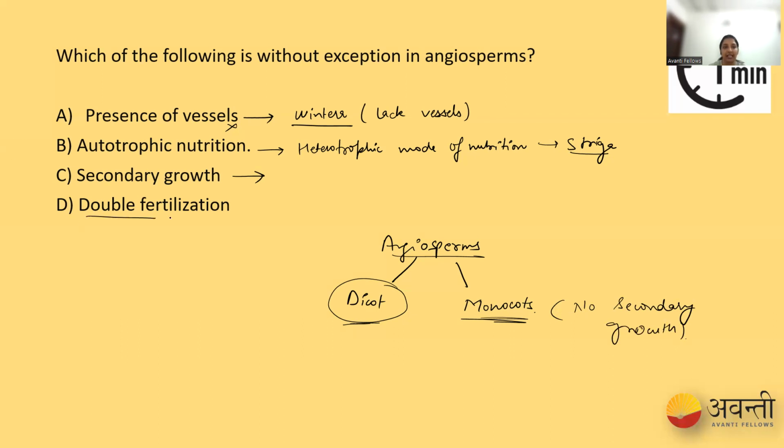The last one is double fertilization. This is the correct option. Because every angiosperm shows double fertilization. This is the characteristic feature of the angiosperm.